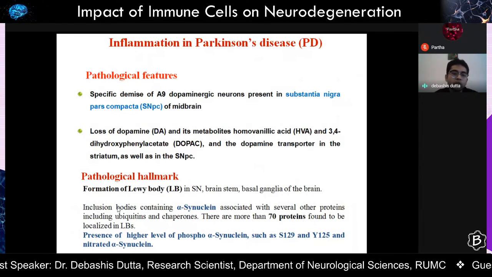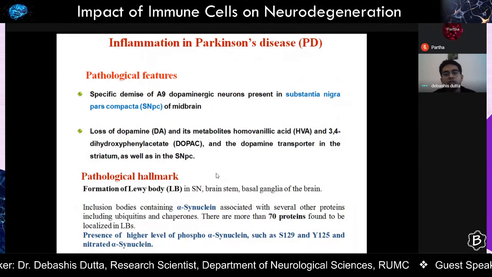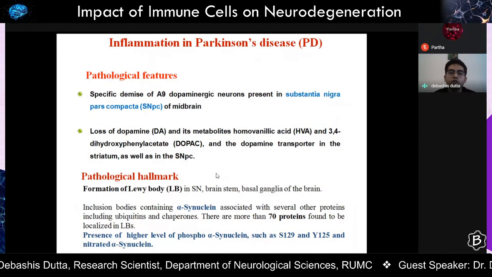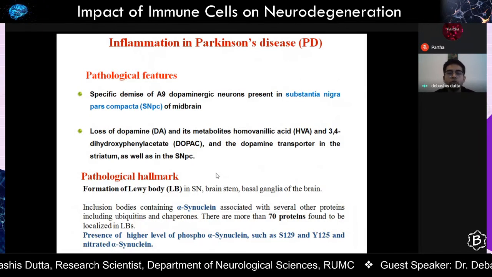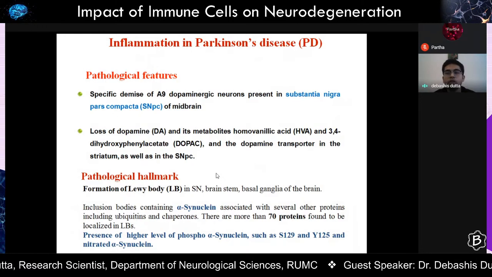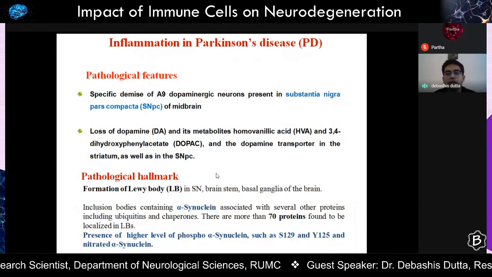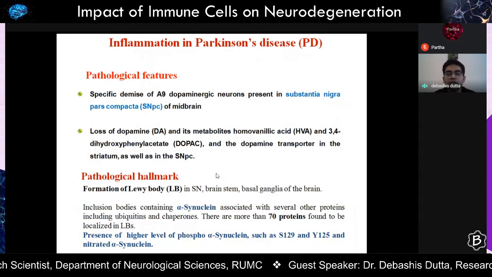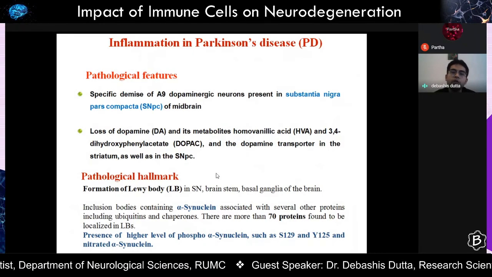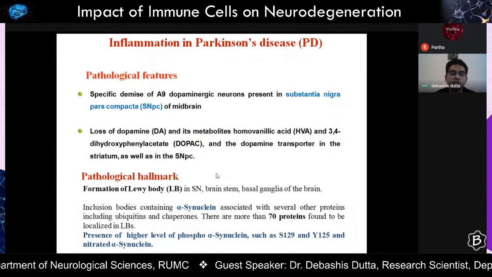And one of the pathological hallmarks of this disease is the formation of Lewy bodies. Now, these inclusion bodies, which are primarily found in the neurons in case of Parkinson's disease, are actually made of the protein alpha-synuclein, which we have discussed earlier, along with 70 or more other proteins accumulated together, and they become very toxic and cause cell death or neuronal death in the context of these diseases.